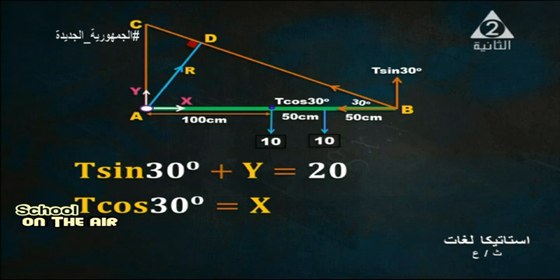This is in vertical, but in horizontal, T cosine 30 equals X. We know that sine 30 is 1 over 2, but cosine 30 is root 3 over 2. After that, we find the moment at point A.